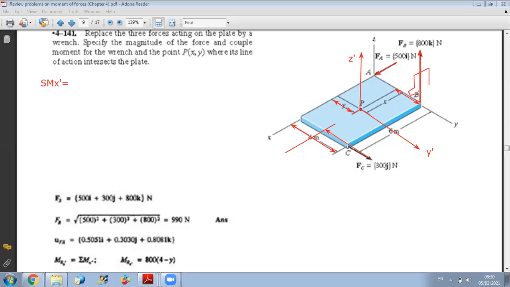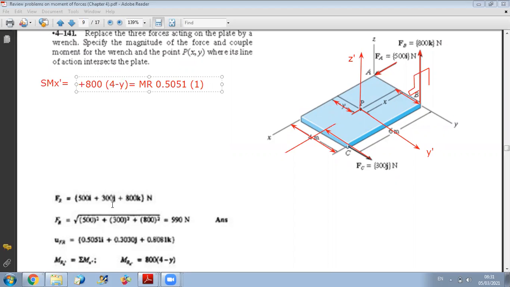So I can now write that the sum of moments about X prime is plus 800 times the distance, which is 4 minus y. And this is equal to the x component of the moment. What is the x component of the moment? It's MR times 0.5051. As you notice, we got the same equation 1 again.